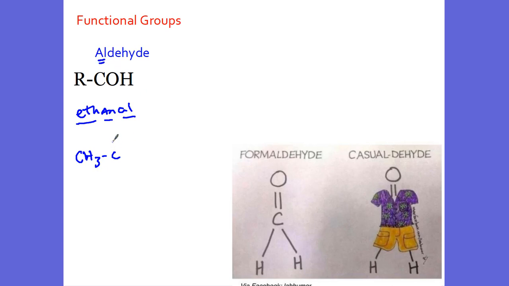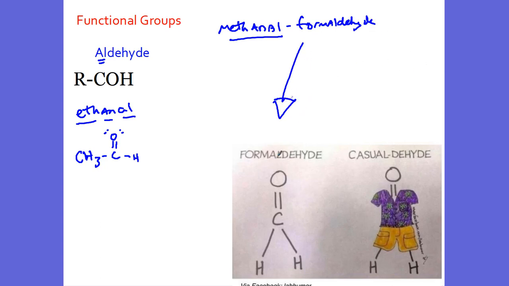And what does it look like? It looks like C double bond O with an H right there. The most famous aldehyde is formaldehyde, or what we would call methanal. But we just call it formaldehyde, because it is very, very common. You can see formaldehyde is right here, and it's got two unshared pairs on the oxygen. You can see this other one is acetaldehyde. Okay, so that's an aldehyde.